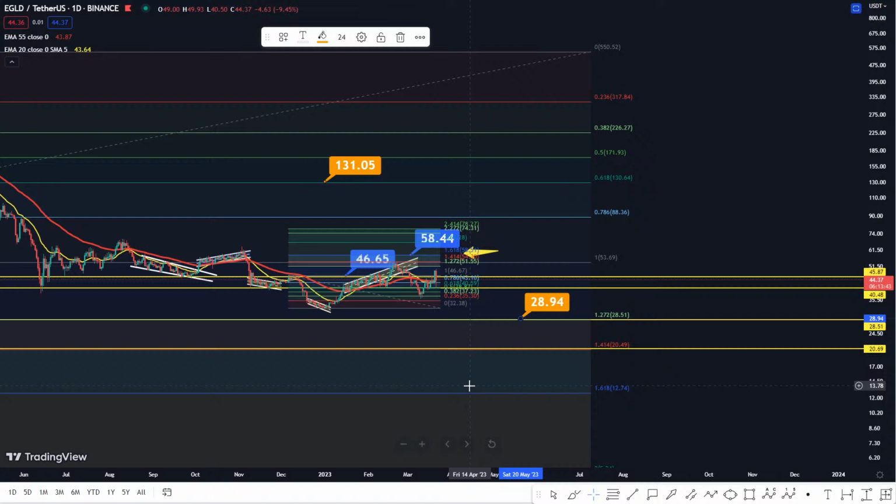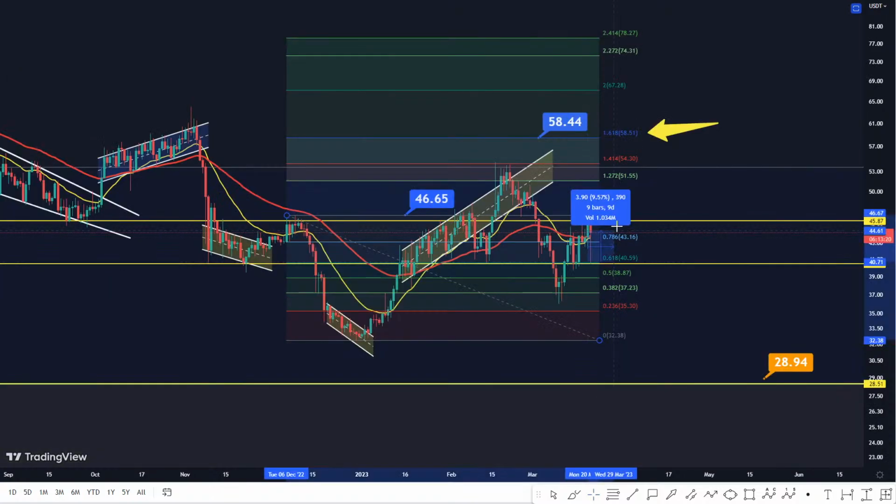Let me just zoom in here. As you can see, we do have a support trend line below us at $40.60. We just had a retest. We just had another retest off of that same trend line. Just a perfect bounce here, as you can see, and another move to the upside.